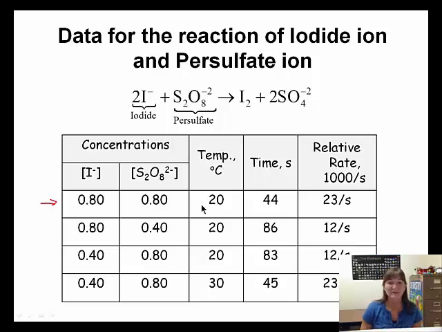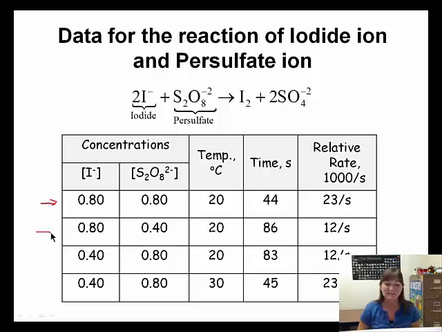And the temperature is about 20 degrees Celsius, and you time this reaction, and you find that it takes 44 seconds. And then you do this little mathematical equation where you take 1,000 and you divide it by the time so that you can get a kind of a relative rate. That's going to help us compare the rates of the other trials. So your first trial, equal concentrations, and it takes 44 seconds for the reaction to occur.